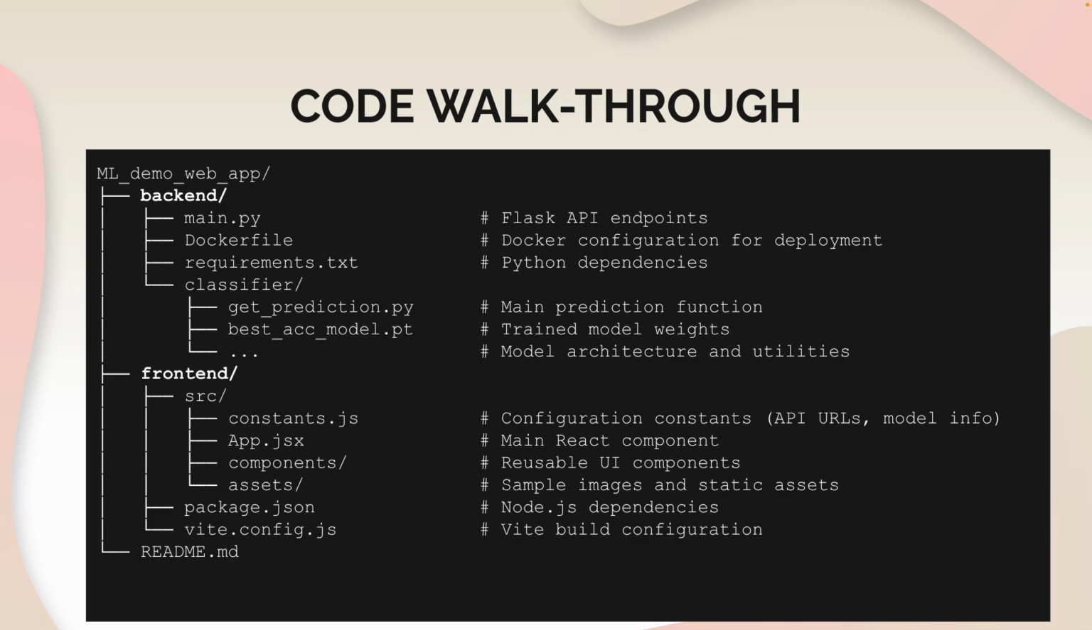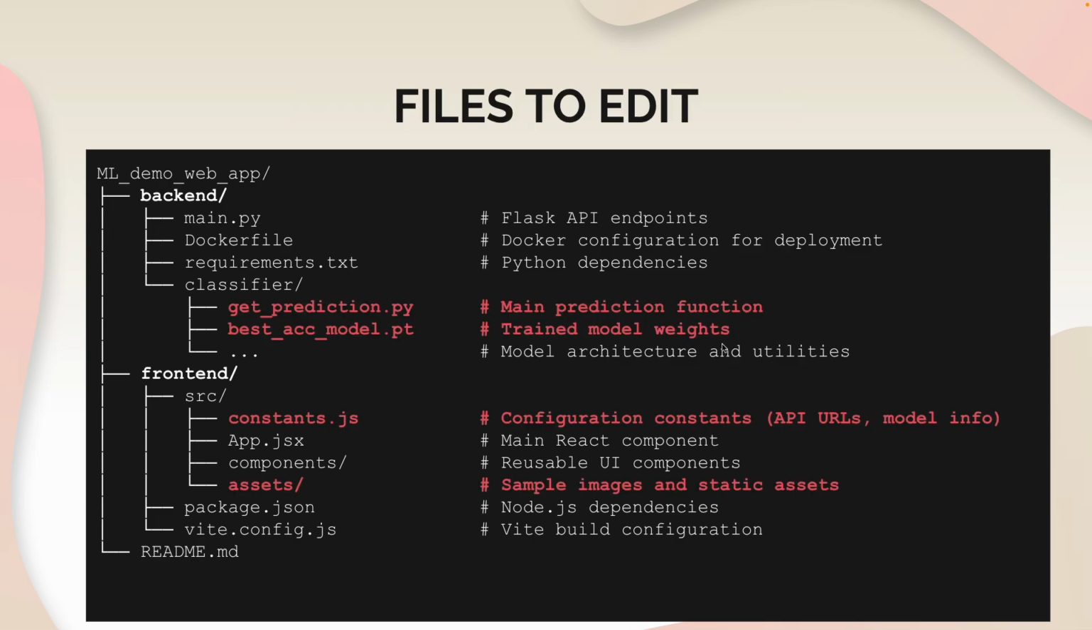So if you want to update the code to work with your own trained model, you essentially need to update the code in 4 different places. You need to update the model file. So you just replace the existing model file with your own trained model. You need to update the get prediction function.